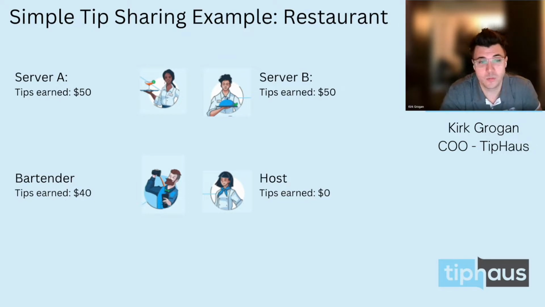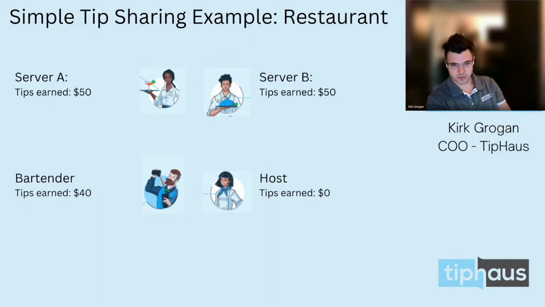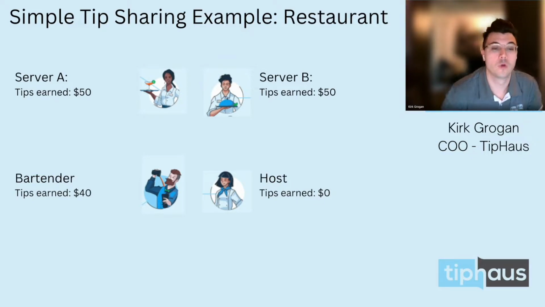And for simplicity, we're going to assume all of these employees work the exact same number of hours in a day. Server A earned $50 in tips. Server B also earned $50 in tips. The bartender earned $40 in tips, and the host earned $0 in tips, of course, because they don't serve a guest directly.